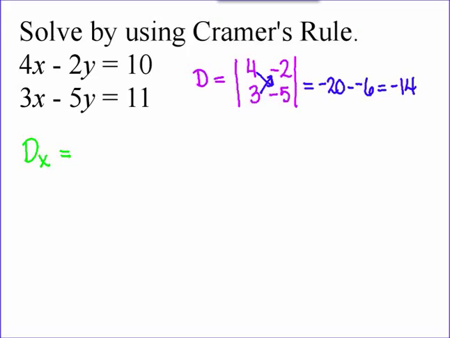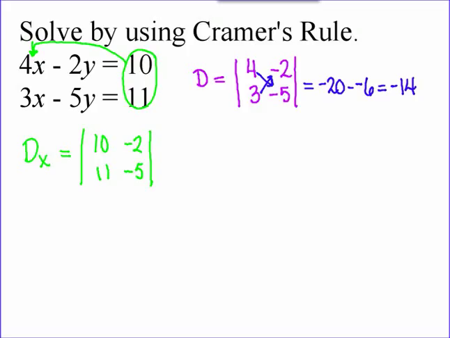So if I want to find dx, I'm going to go to the x column right here. And the x column has the numbers 4 and 3, correct? I'm going to take 10 and 11, and I'm going to put those numbers in for 4 and 3. So my new matrix will be 10, 11, and then -2, -5. So notice the other two numbers stayed the same in the y column.